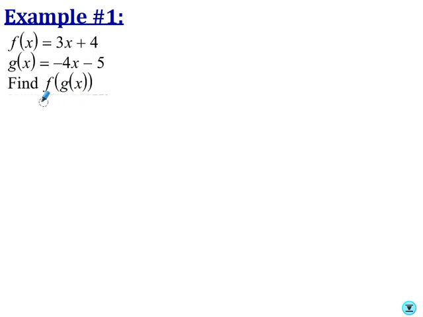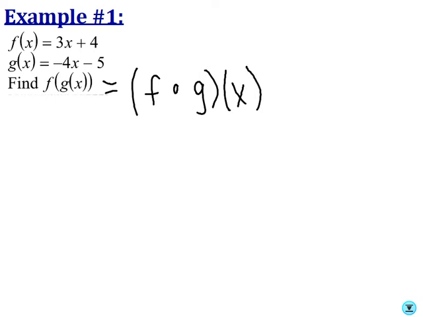So in this case, if we were looking for a composite function, it would say find f of g of x. You could also say this as find the composition of f and g. You will probably also see it written as parentheses f, open circle g of x. That is another notation that means exactly the same thing. We call this f circle g of x, and it has to follow the order of the functions given.